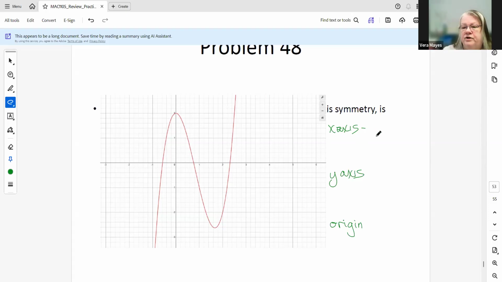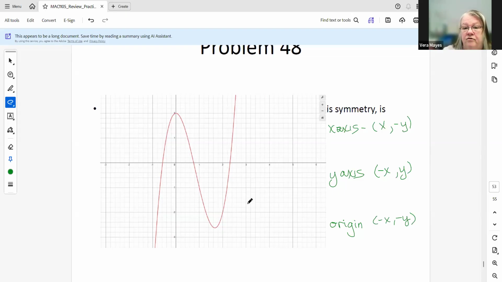When we check for symmetry to the x-axis, the x stays the same and the y value would change signs. When you check it with the y-axis, the y stays the same and the x changes sign. When you do it to the origin, they both change signs. So we don't have a function, so we can't pretend we have a number or anything.